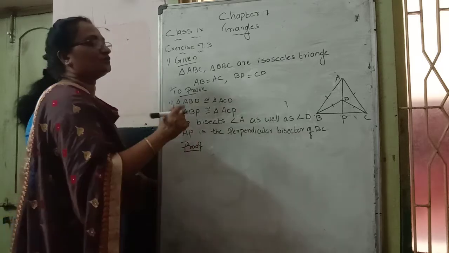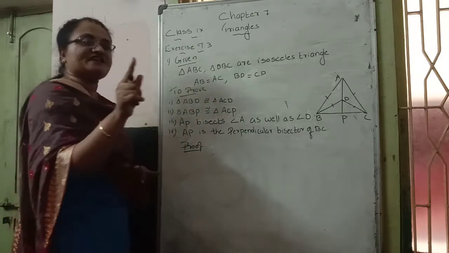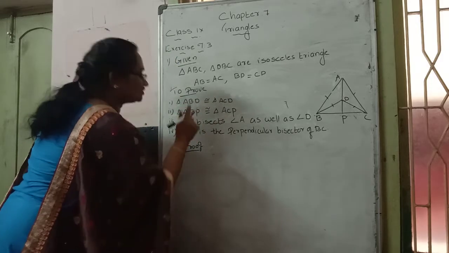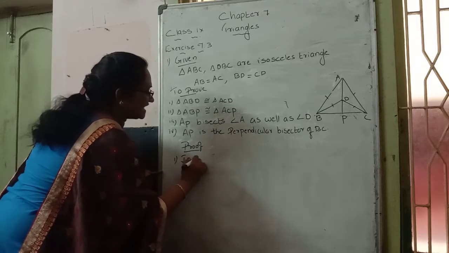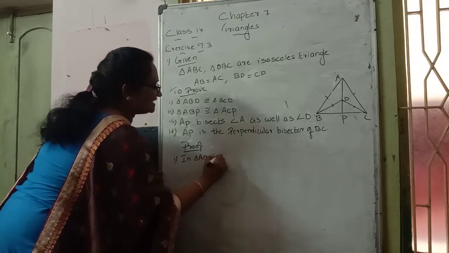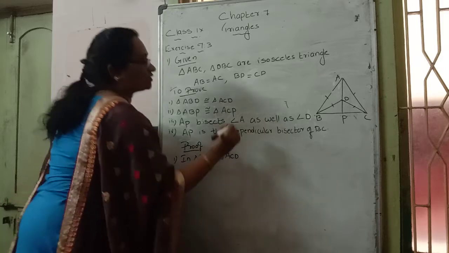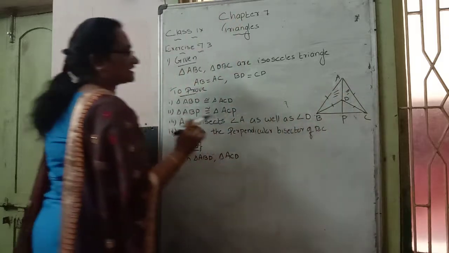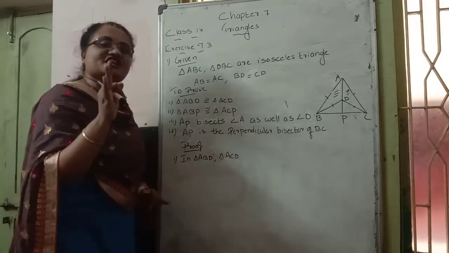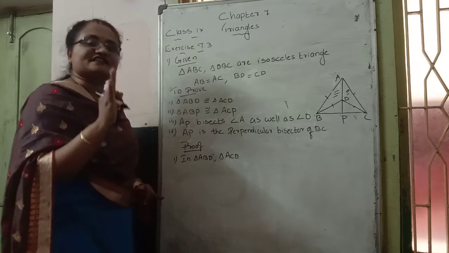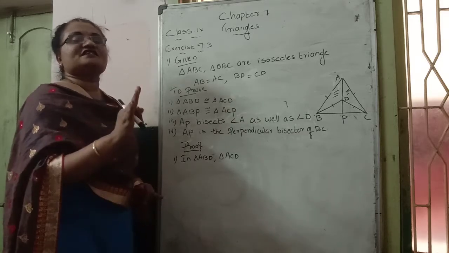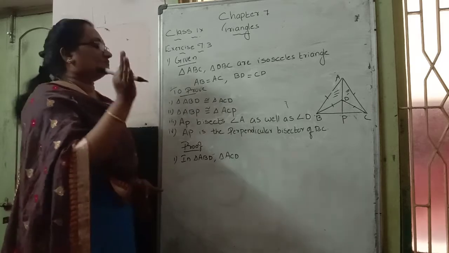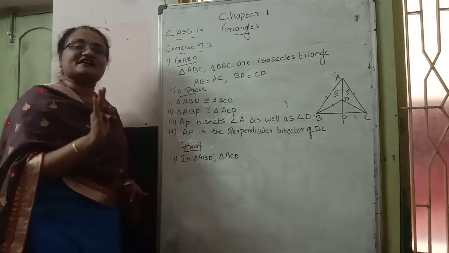Proof. How to prove what they ask in the first case? Only those two triangles are considered. What are the two triangles mentioned in the first case? Triangle ABD and triangle ACD. Look at them in the diagram. To prove them congruent, we apply any three conditions and see which property they satisfy, and then by CPCT we say these two triangles are congruent.